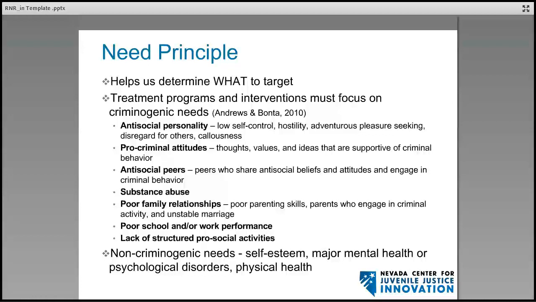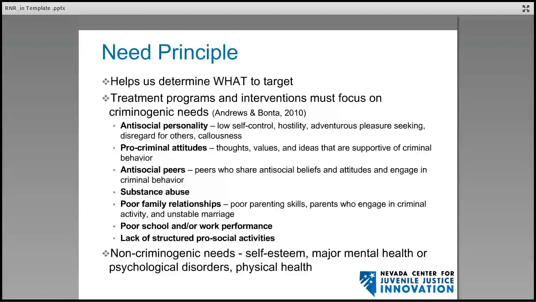such as substance abuse, as opposed to a static risk factor like age at first offense or prior delinquent history that can't be changed. Criminogenic needs are responsive to treatment, and when they are the target of a youth's treatment plan, the youth's risk to reoffend can be reduced.